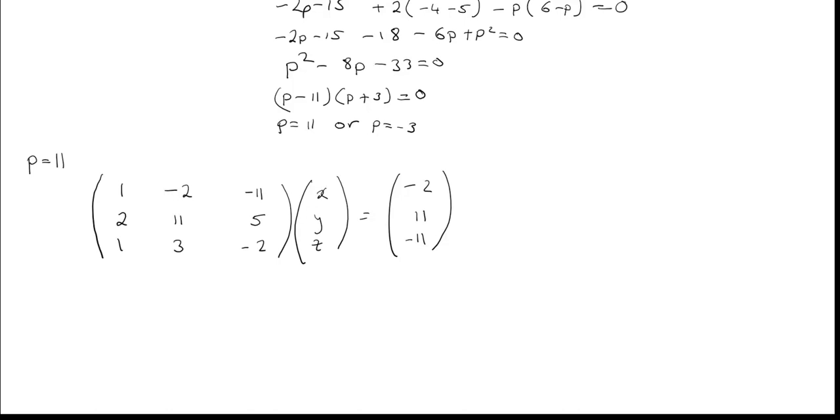Let's look at the next line. Comparing lines 1 and 3, we've got 1 and 1, they're the same, but then -2 is not the same as 3. And lastly comparing lines 2 and 3, 2 and half of that is 1, 11, half of that is not 3. So none of these lines are parallel, so no two planes are parallel. Therefore, none of them are consistent.